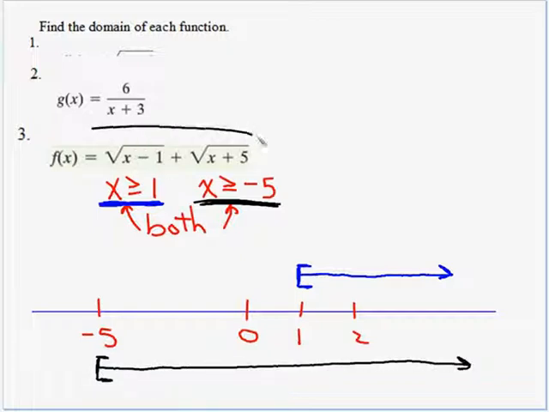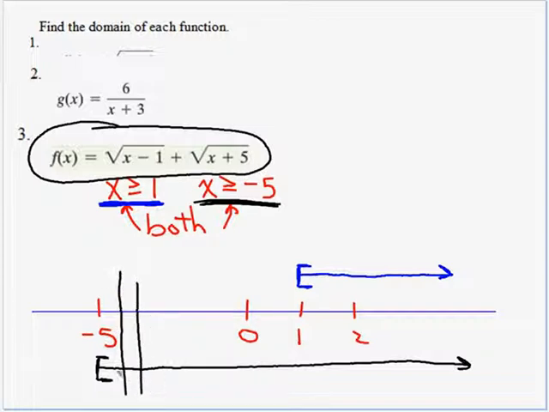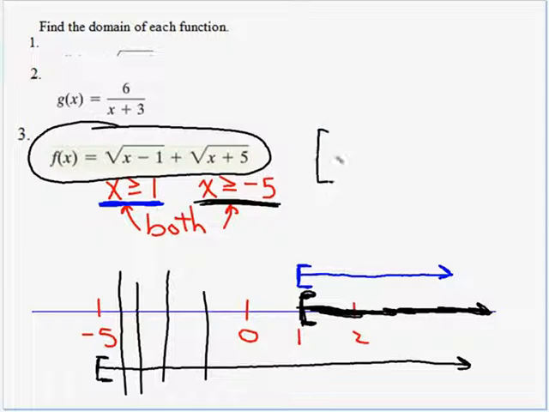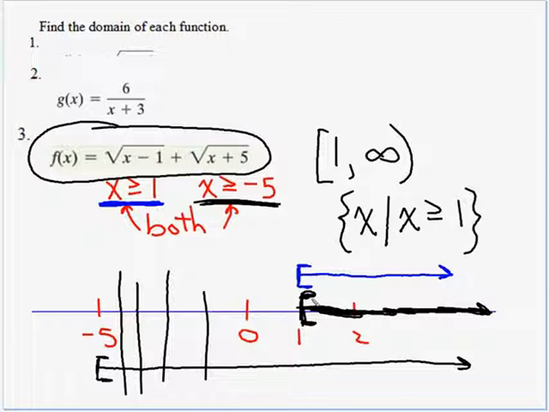The domain of the combined function, both of those together, will be the overlap of these other two. So here, I'm only hitting the one for the radical of x plus 5. I don't start hitting both until I pick up right here at 1. And then from there on, those two domains will overlap. So this will be the domain of the combined function, radical x minus 1 plus radical x plus 5. Our domain here would be 1 to infinity. Or in set builder notation, the set of all x such that x is greater than or equal to 1. And there's our domains.